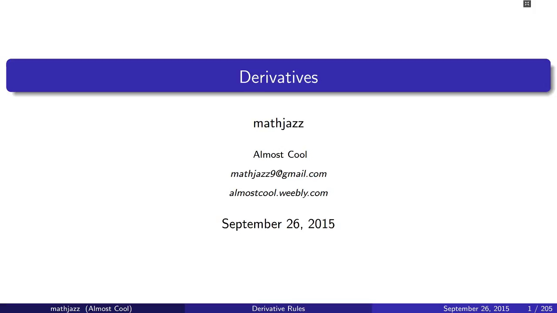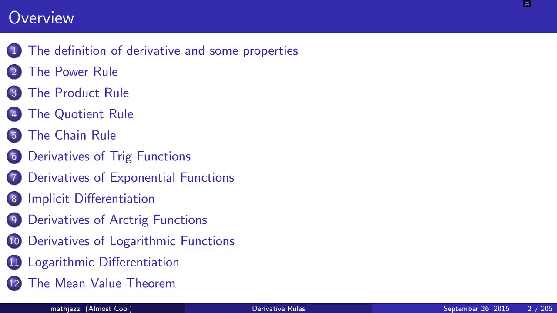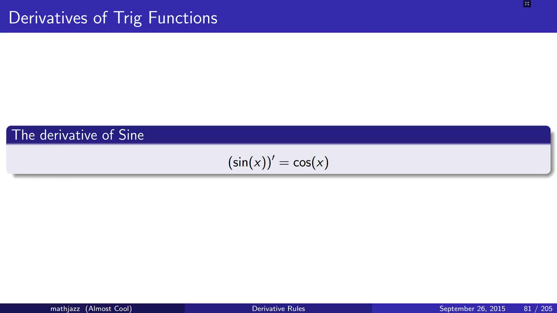This is the 6th video in our series of videos on derivatives. Our topic today is the derivatives of trigonometric functions. We'll start by finding and proving the derivative of sine. The derivative of sine of x is cosine of x.